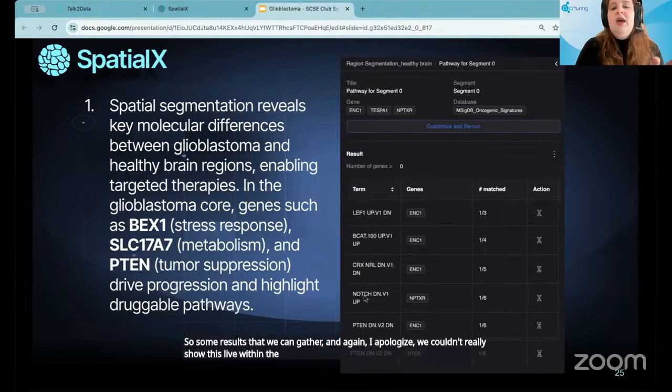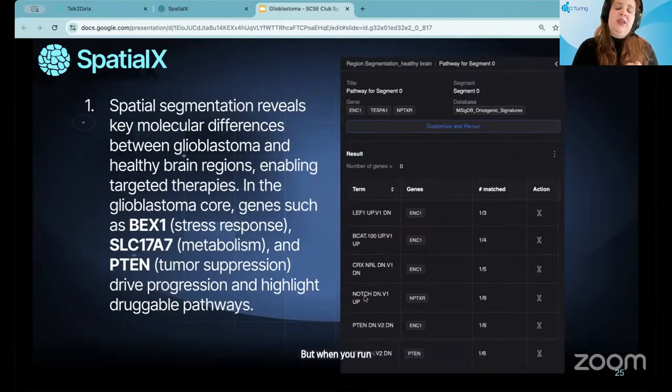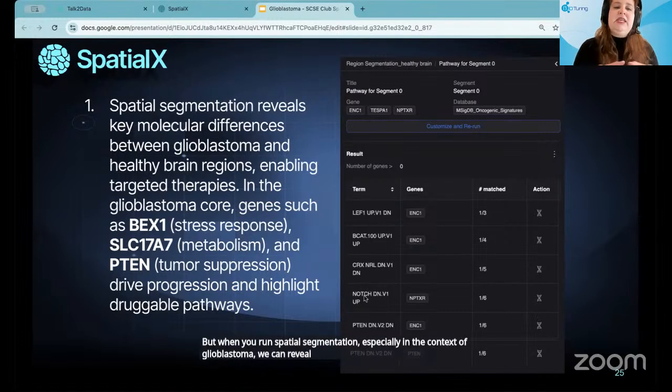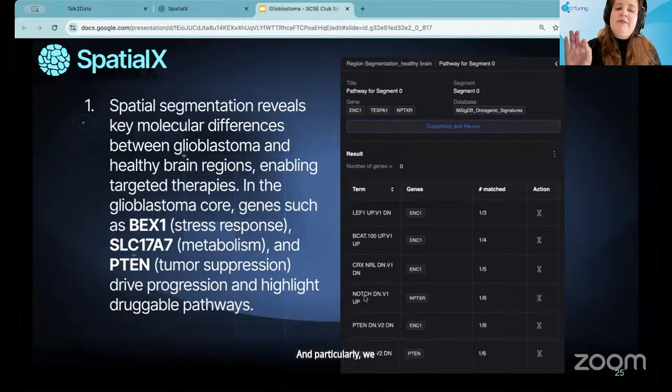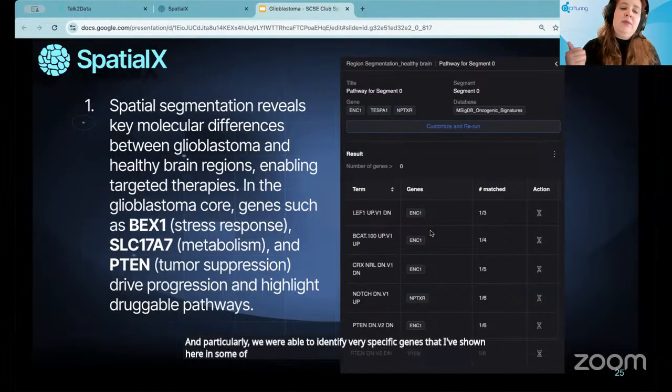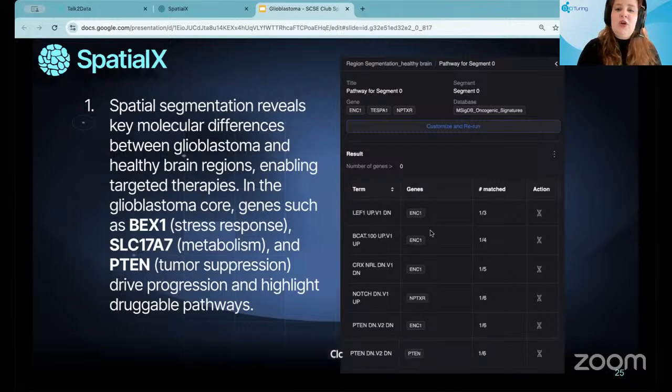So some results that we can gather, and I apologize, we couldn't show this live within the SpatialX platform, but when you run spatial segmentation, especially in the context of glioblastoma, we can reveal very particular key molecular differences between glioblastoma and healthy brain cortical regions. We were able to identify very specific genes, shown here in some of the results, which include BX1, which is a stress response marker, CLC17A7, which is more of a metabolic marker, and also PTEN, which is a tumor suppression marker.